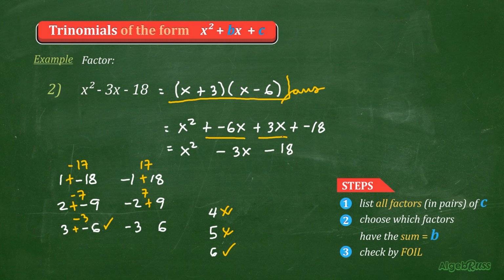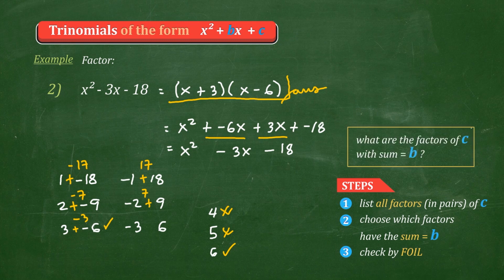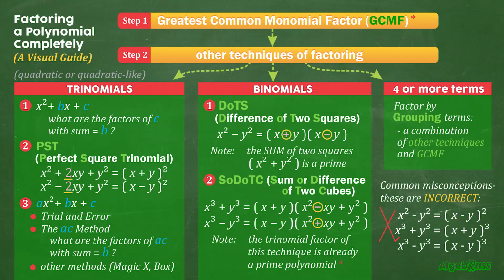Before we go to some exercises, let's try to simplify some more the steps in factoring. We can actually perform these steps by simply asking ourselves the question, what are the factors of c with sum equal to b? Thus, looking at our visual guide, here at this part, we ask the same question. Let this question direct us how to factor this type of trinomials.